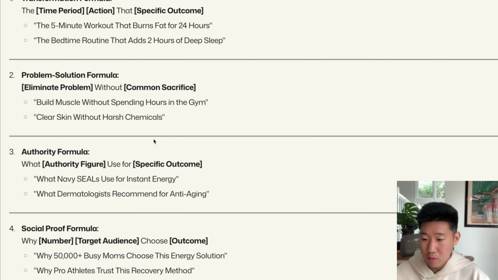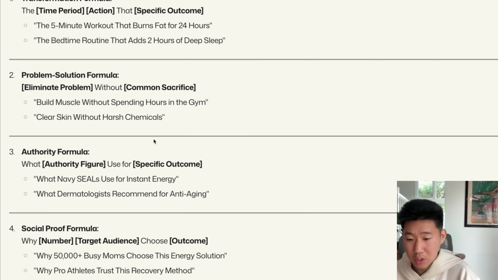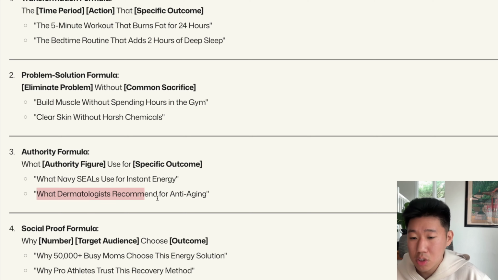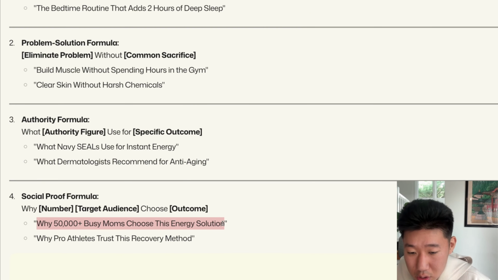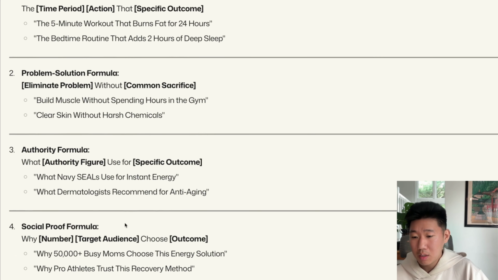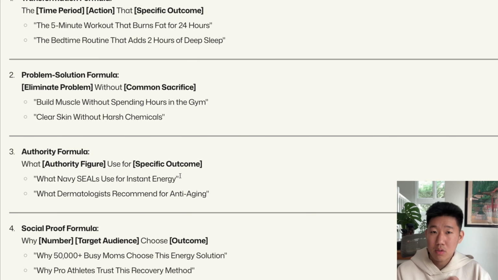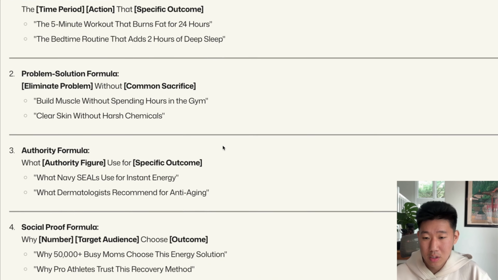Authority formula is just leveraging the credibility or the social proof that you guys have. So authority and social proof, the number four, are super similar. It's just leveraging other people's credibility to communicate the same thing. Your past customers are credible in themselves because they purchased from you before, so they're more trustworthy than you trying to sell your product. So what dermatologists recommend for anti-aging, or why 50,000 busy moms choose this energy solution, right? The more specific you can be, the more connected your shoppers will feel to what you're selling, and that inherently increases the trust factors.